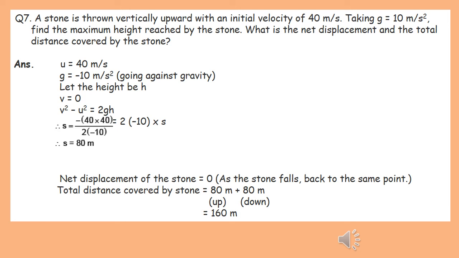Now here the net displacement of the stone is 0 because the stone is falling back to the same point. So initial point and the final point of motion are same, but the total distance covered by the stone will be 80 meter plus 80 meter while going up and down. So in total it is traveling a distance of 160 meter. Hope all of you understood the sum.